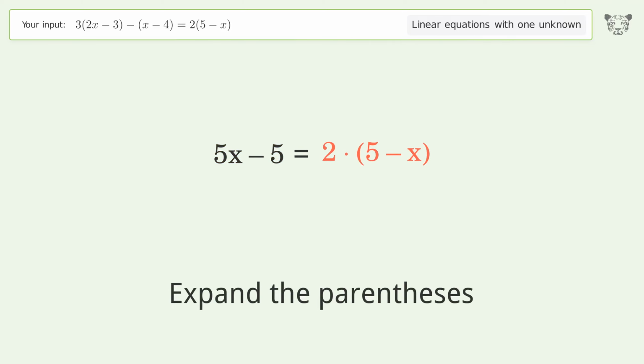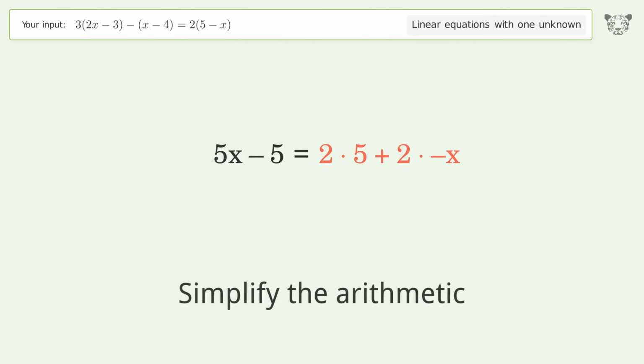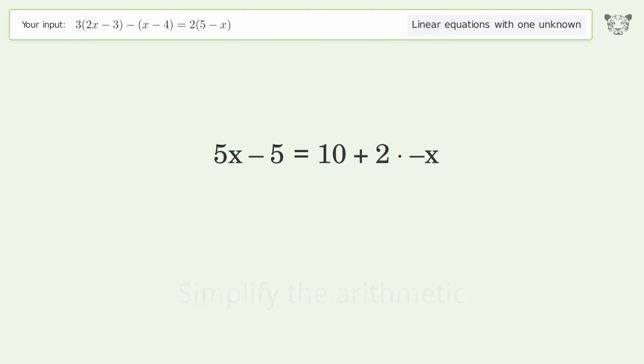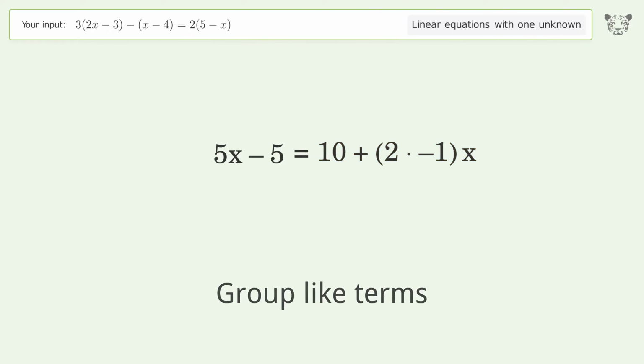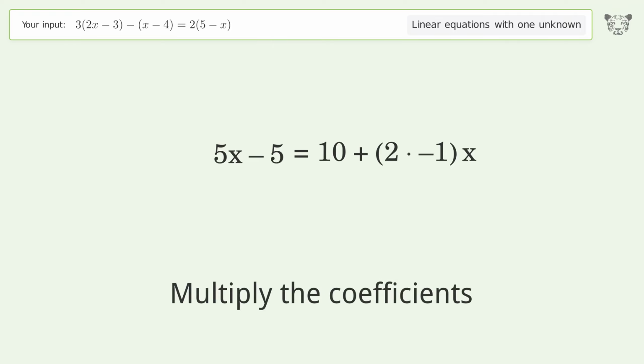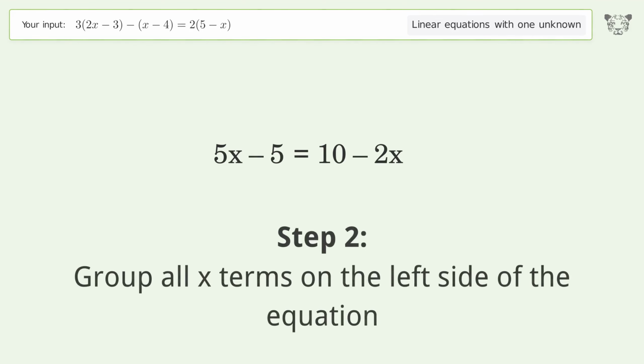Expand the parentheses. Simplify the arithmetic. Group like terms. Multiply the coefficients. Group all x terms on the left side of the equation.